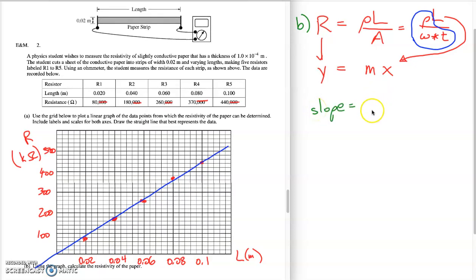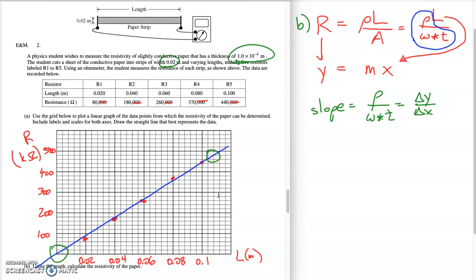So for part B, slope is going to be the resistivity over the width times the thickness, which they gave us up here. And that will be change in Y over change in X. So what we need to do is choose suitable Y's and X's. Fortunately, 0, 0 is on the graph. And then we have here, that point looks pretty good. Ooh, this point looks a little bit better. Keep in mind, this is a hand-drawn graph, so there has to be a fair amount of leeway for what the actual slope and therefore what the actual resistivity is going to be.